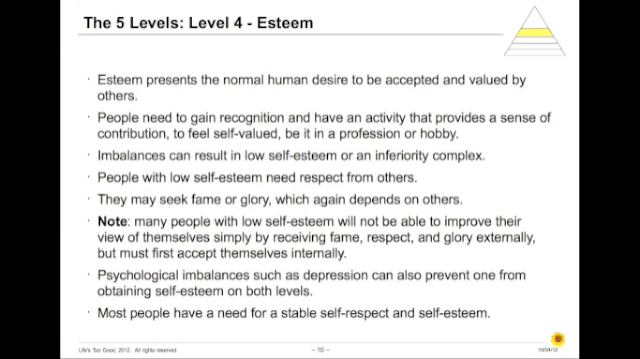We can get into quite a deep psychological discussion here about things like insecurity, and I don't know if you've heard the term imposter syndrome, but that's quite an interesting concept, which would be a bit of an aside in this presentation, but that's the kind of area we're talking about here. The interesting thing is, when people do have low self-esteem, they're not going to be able to improve their view of themselves, no matter how much fame, respect, and glory they receive externally. The only way to address it really is if they accept themselves internally. So it's about self-respect and self-esteem more than it is about any kind of external recognition.